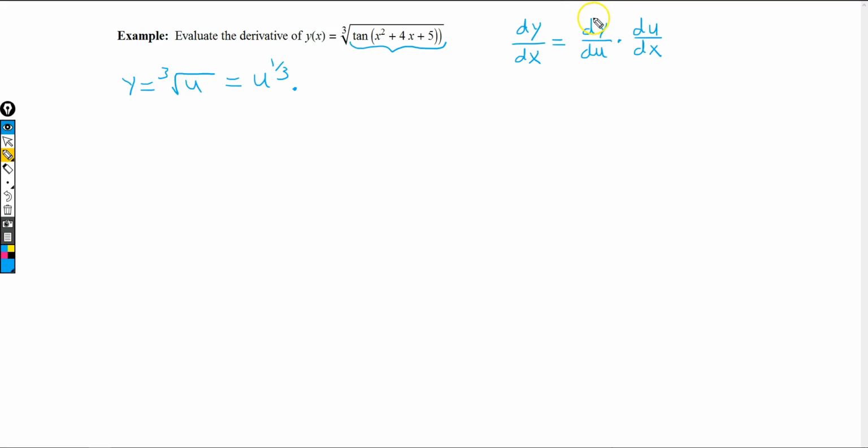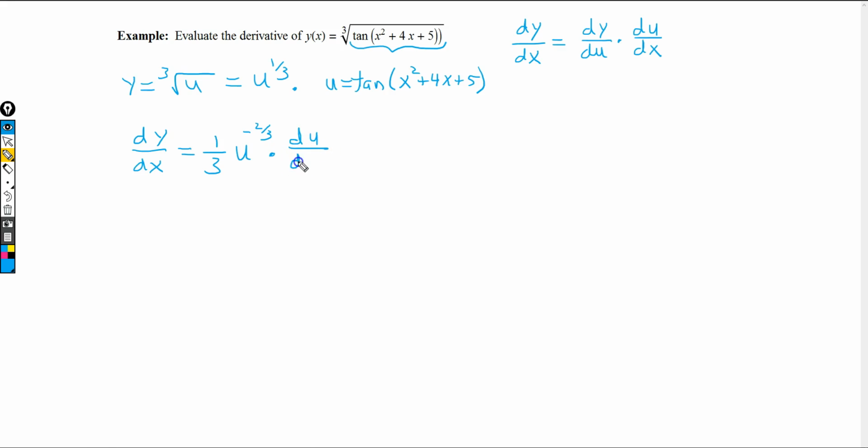And that's always what you need to do. You need to be able to evaluate dy du immediately. In which case then, for this we're going to get dy dx. Oh, let's also note that the u was the tangent of x squared plus 4x plus 5. So dy dx is going to be dy du. So we need to differentiate this with respect to u first. So that's going to be. And then we need to find du dx.